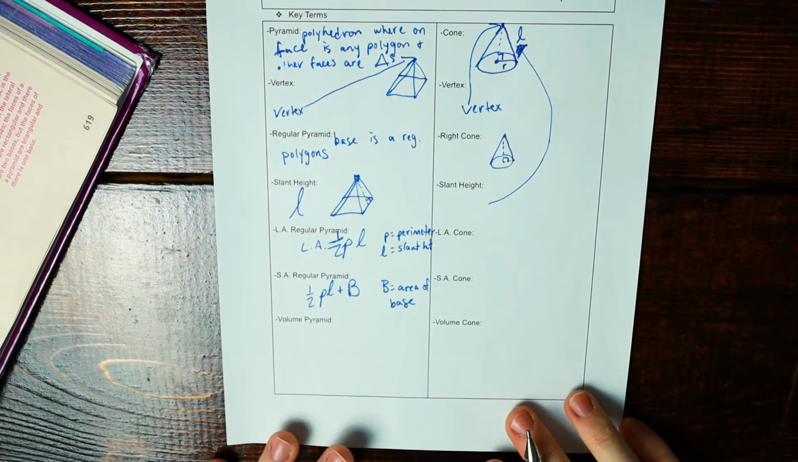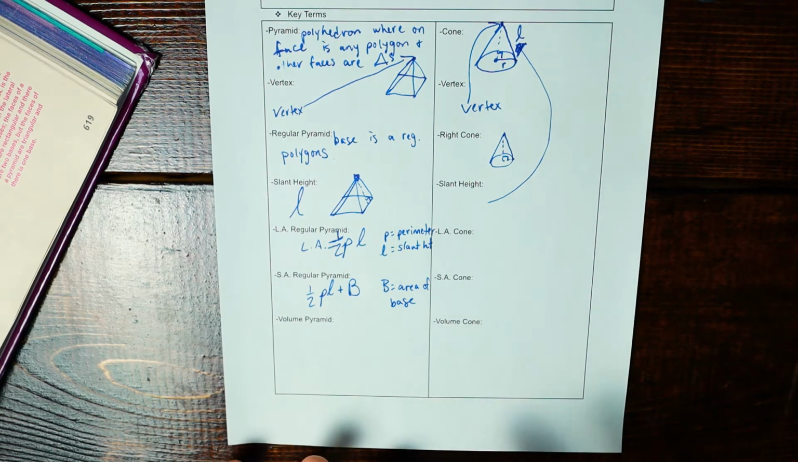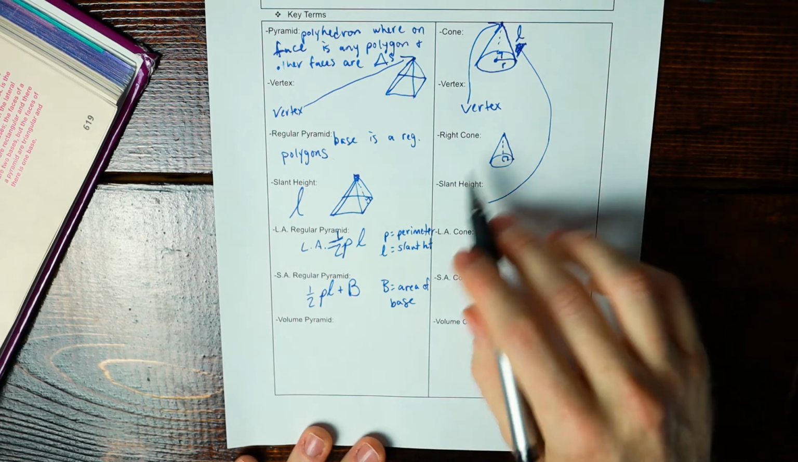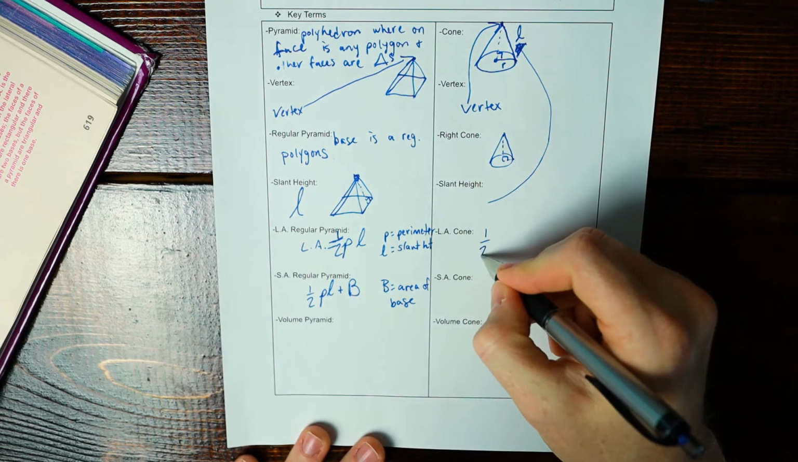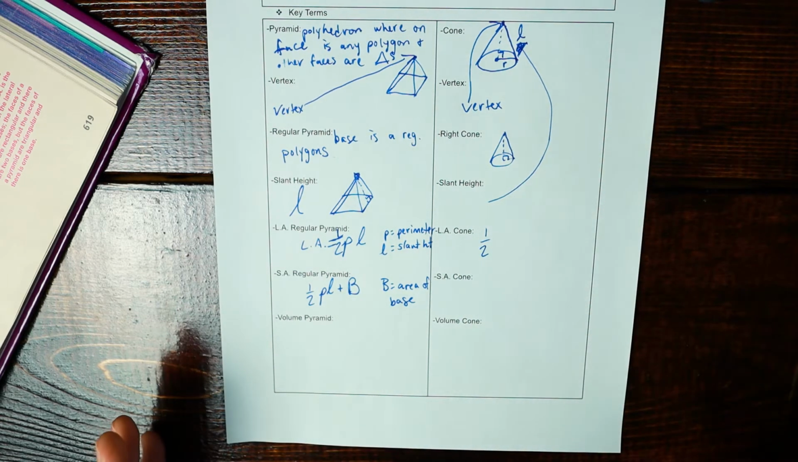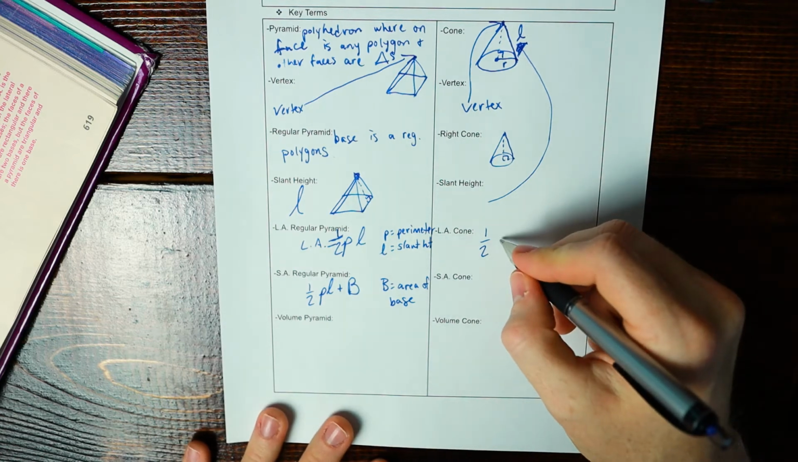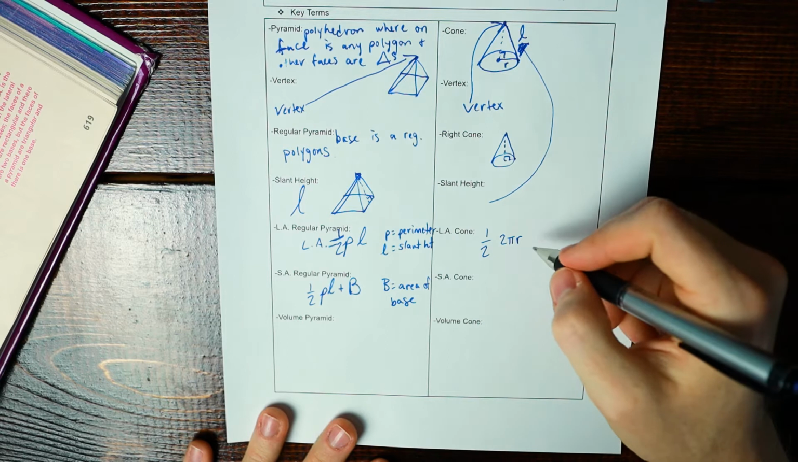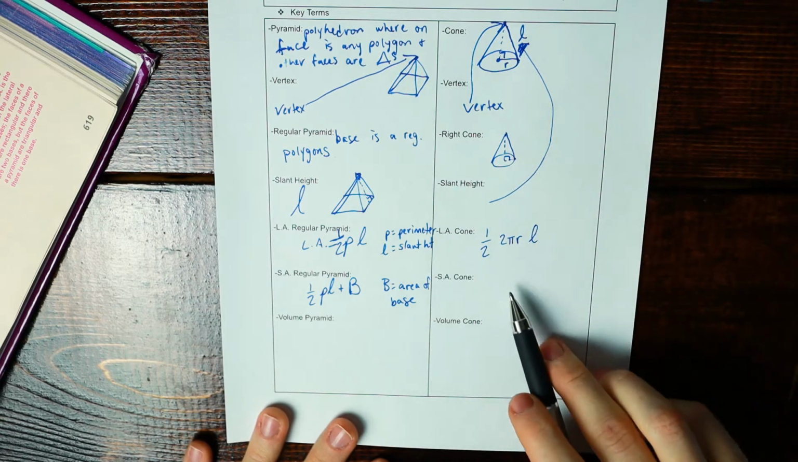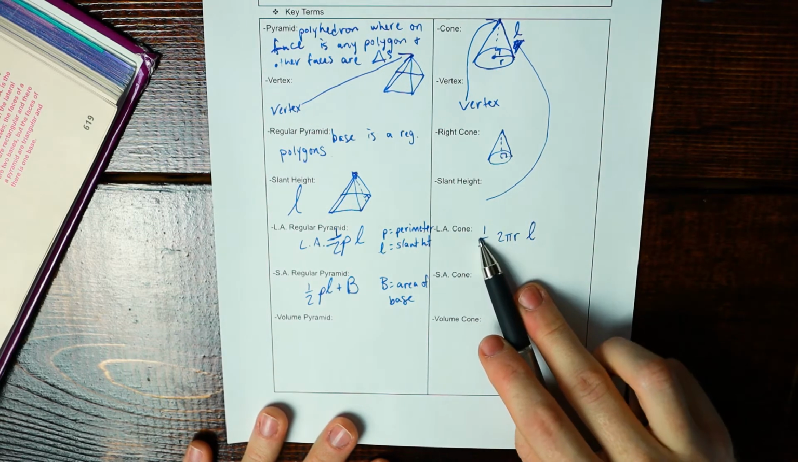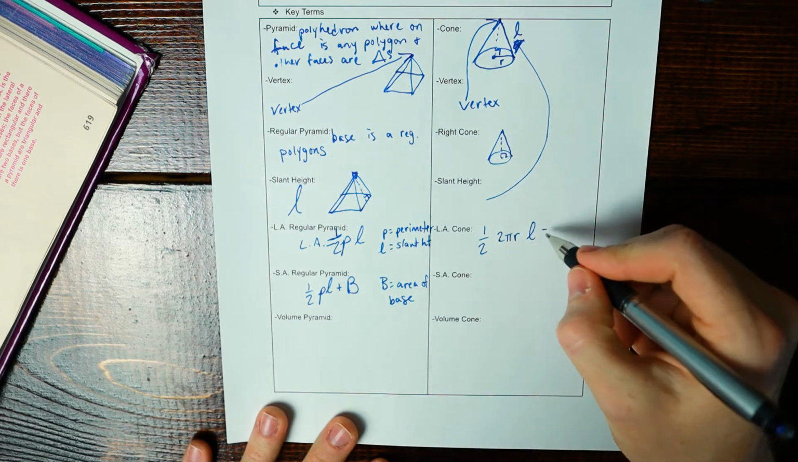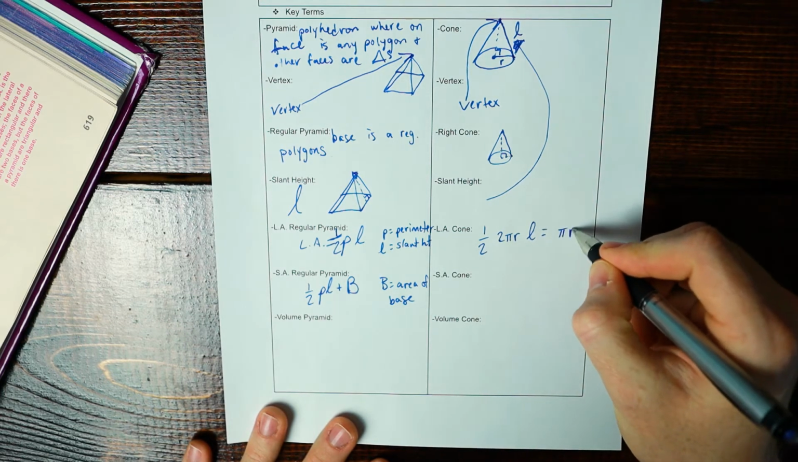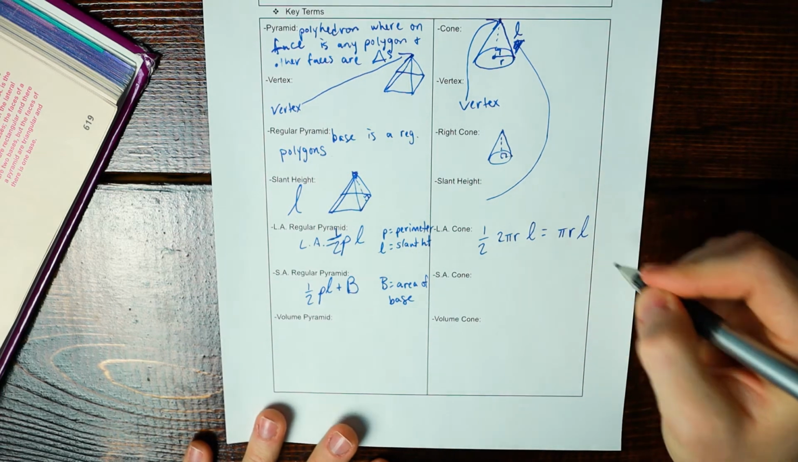The lateral area for a cone is just like the lateral area for a pyramid, except since the base is a circle, the perimeter is no longer called perimeter. It would be 2 pi r, aka the circumference, times the slant height. Now, if you simplified that, 1/2 times 2 is just 1. So you could just write pi times r times L.